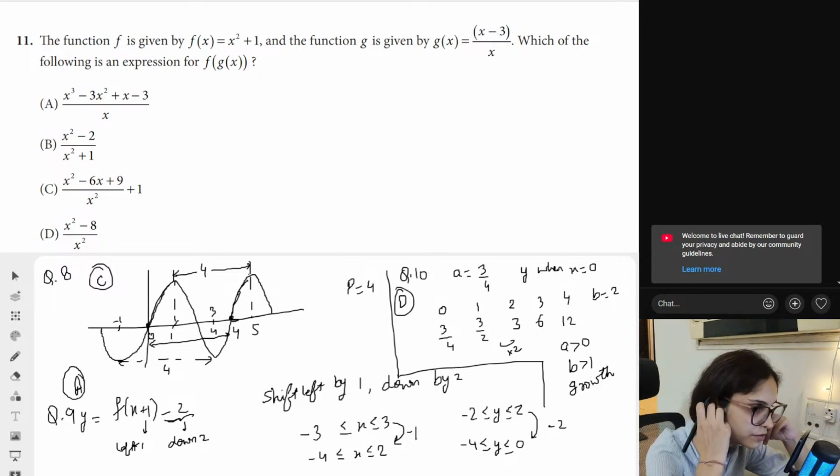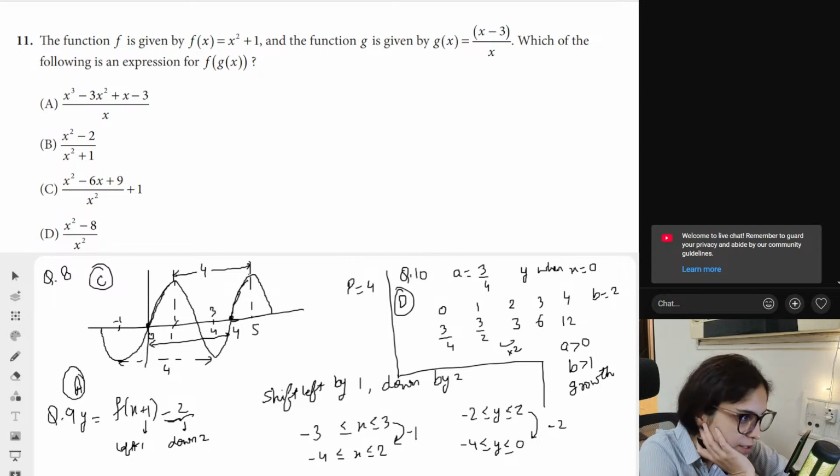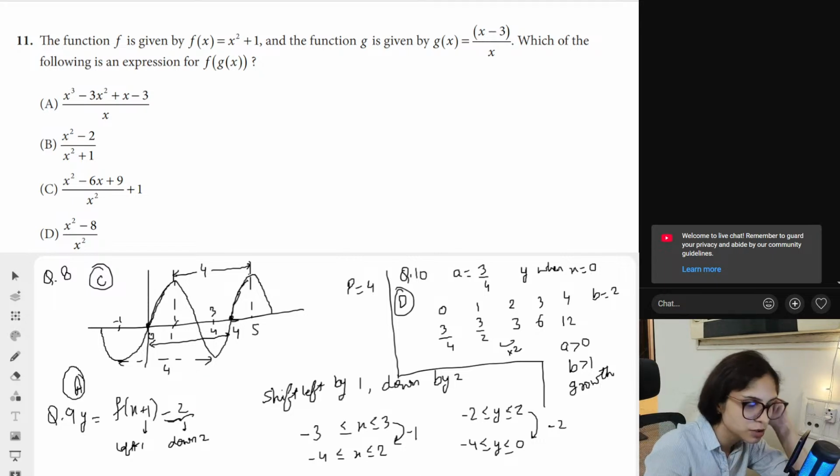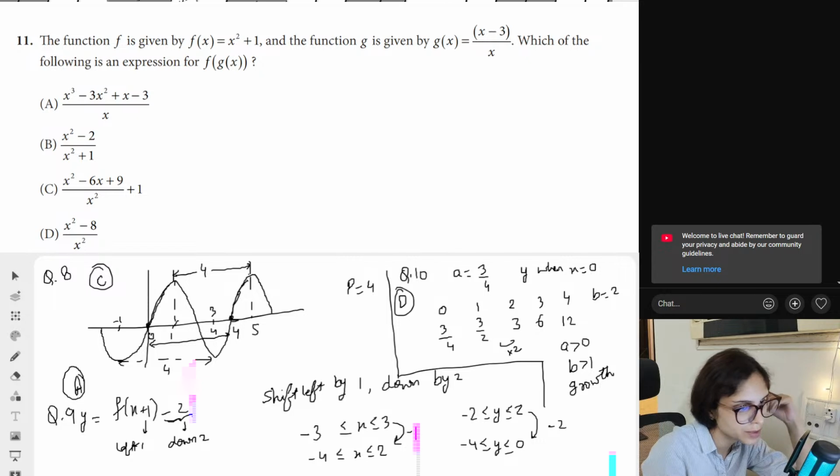Now these are composite functions. They are also part of, I think, the second unit. It could be the first unit also, maybe composition. I think it's second unit. Yeah, it is second unit. So f of x is x squared plus 1 and g of x is (x minus 3) over x. Which of the following is an expression for f of g of x? So f of g of x, in f of x, wherever you see x, that will be replaced with g of x. So let's do this question. It's question number 11.